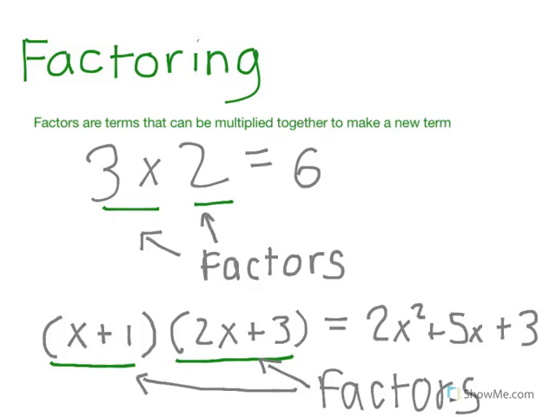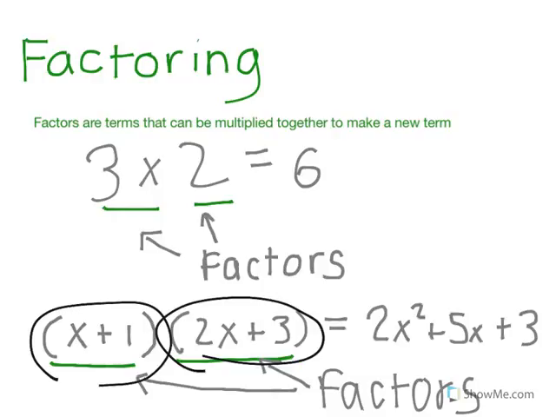Okay, next up we have factoring. First off, what is a factor? Factors are two terms that can be multiplied together to make a new term. These can be something simple, like these two constants, 3 and 2 being factors to make 6, or they can be something more complicated like x plus 1 times 2x plus 3. Those entire terms can be factors because they're multiplied together to make a new term.